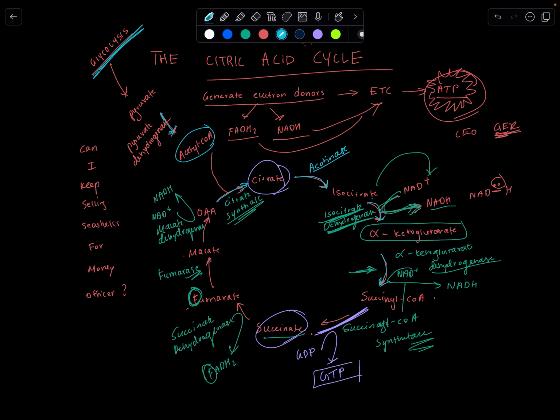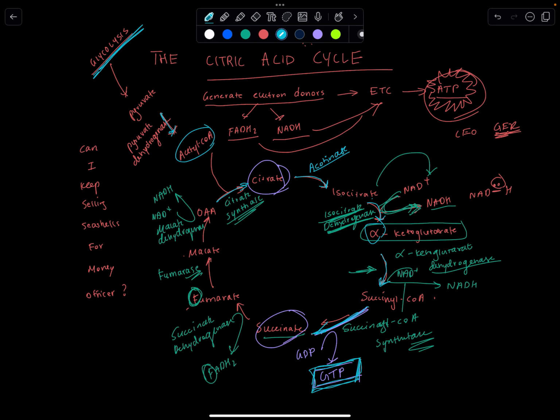Then we are going to go from alpha-ketoglutarate to succinyl-CoA, another special step because alpha is special. That's just how I like to remember it. So we're producing another NADH. Then we're going to go from succinyl-CoA to succinate, and we're going to be using succinyl-CoA synthetase as our enzyme in order to cleave off that coenzyme A group. And then we're going to be producing GTP in that process as well.